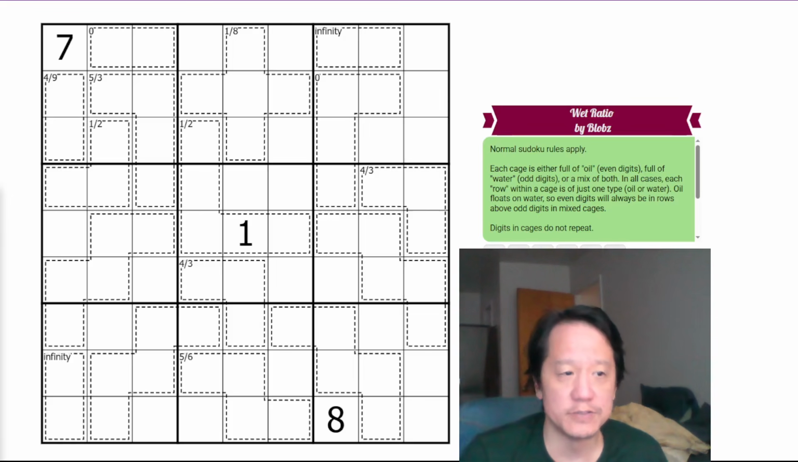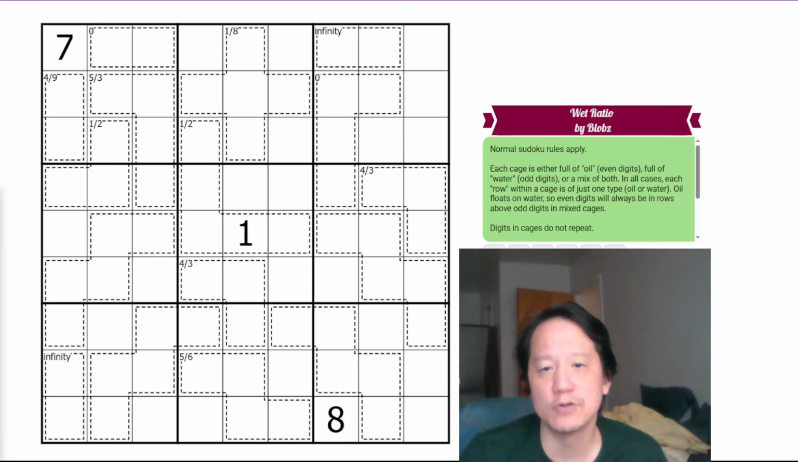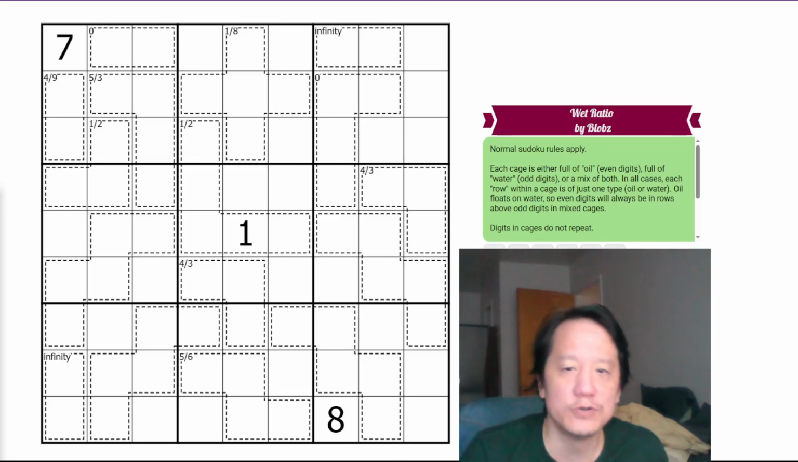Today's very easy puzzle is called Wet Ratio by Blobs, and here are the rules. Normal Sudoku rules apply, which means in every cell in the grid, place a single digit from 1 through 9, such that there are no repeats in any row, column, or designated 9-cell region.